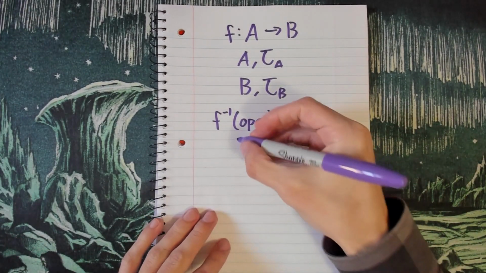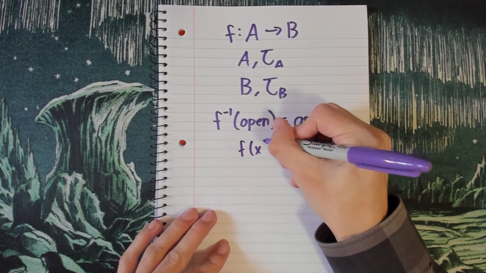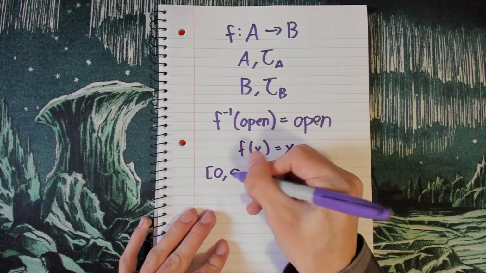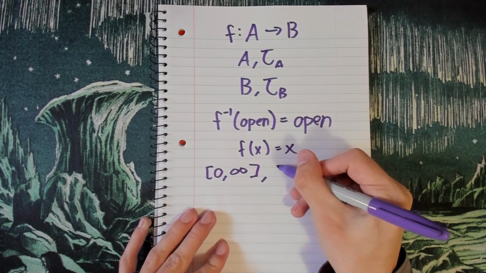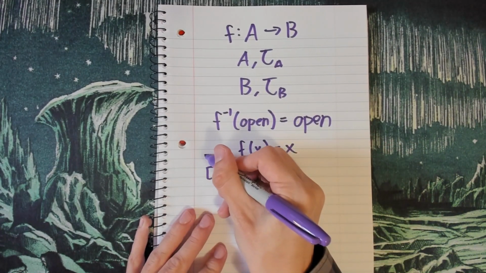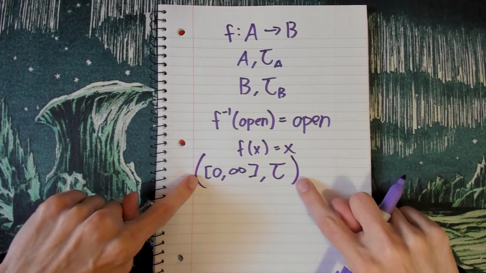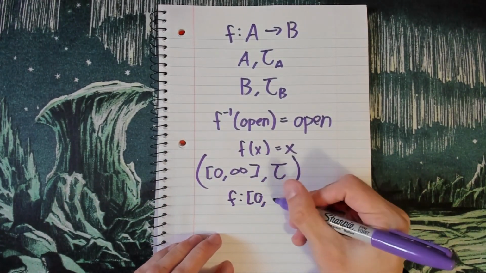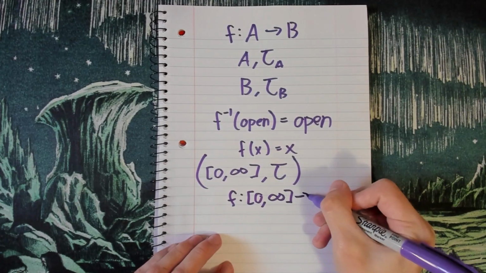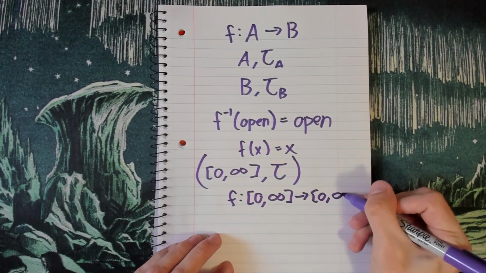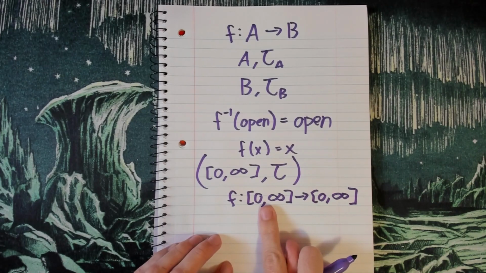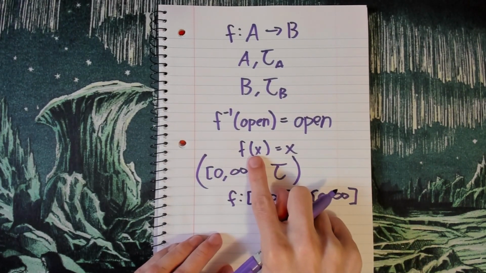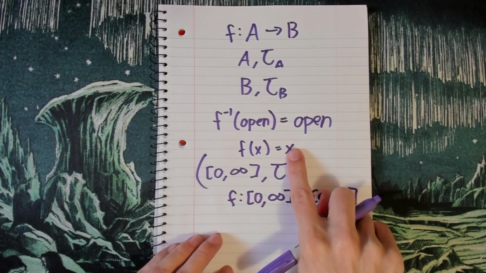So what about f of x equals x? Well, we defined our topology, right? We had this is the space, and then we defined the topology on it. If you kind of put those in parentheses, this is like the topological space. So f is taking us from 0 to infinity into 0 to infinity. So it's taking us from a topological space into that very same topological space, and it's always mapping a point x to that very same point x.